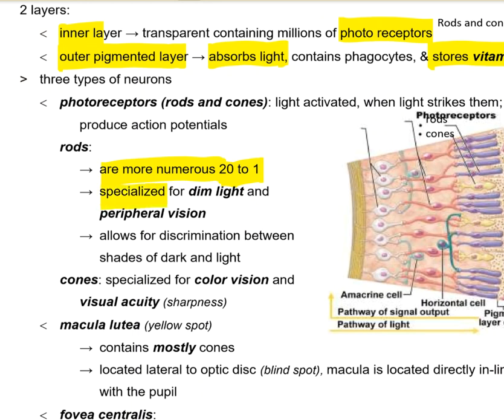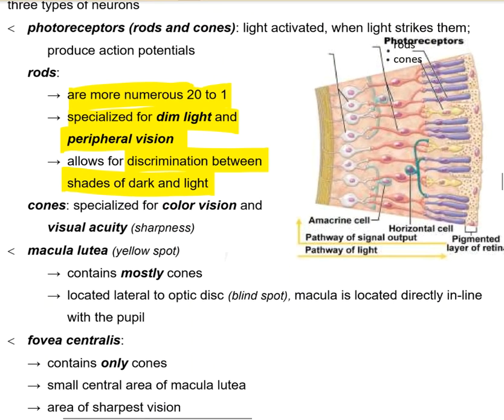And they are specialized for dimmer light and for our peripheral vision. We have more of these on the edges of our vision, and they work much better in dimmer light, meaning smaller wavelengths, less strong wavelengths of light will allow the rods to fire. And so they discriminate between shades of dark and light, but they aren't very good with things like color or very, very sharp vision, and that's where our cones come into play.